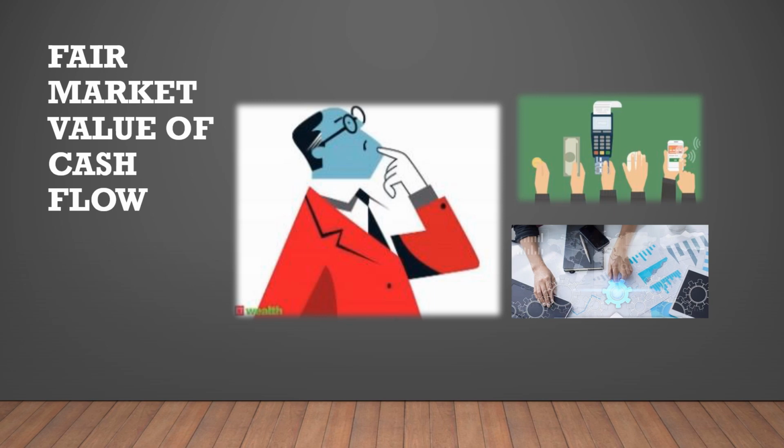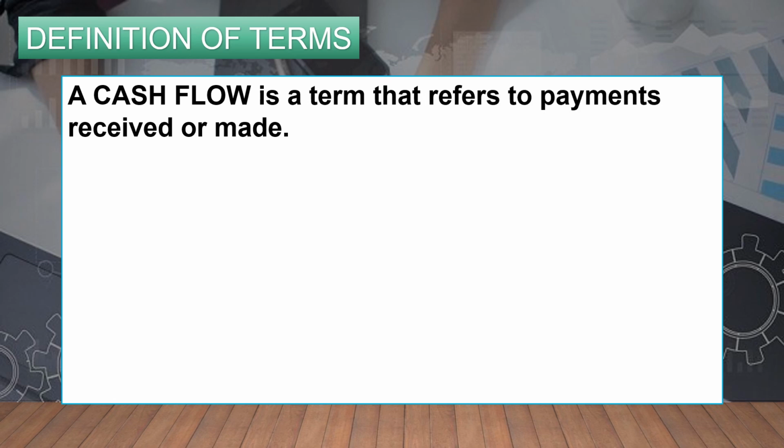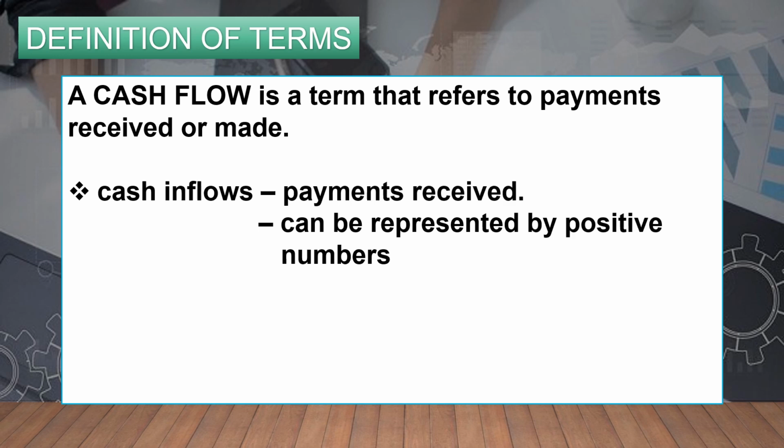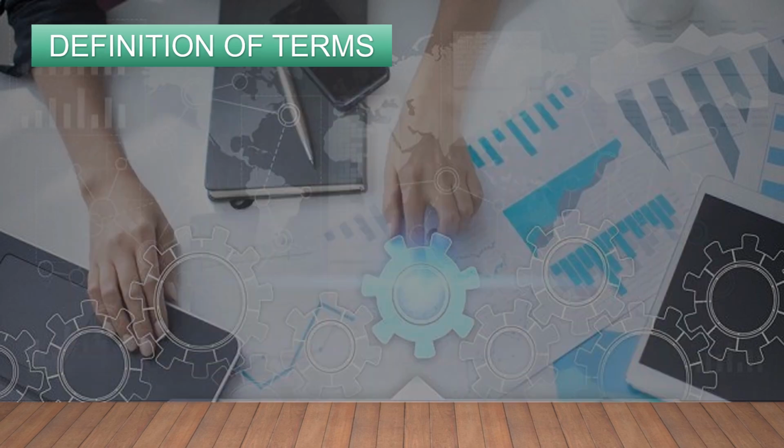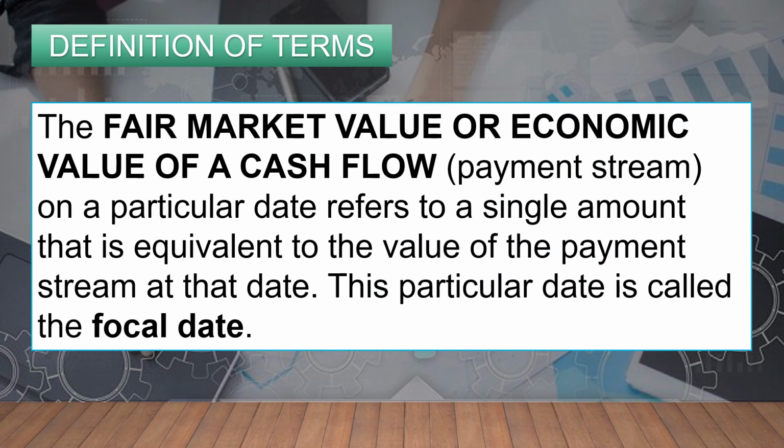Now, let's talk about fair market value of cash flow. Let's first have definition of terms. A cash flow is a term that refers to payments received or made. Cash inflows, payments received, can be represented by positive numbers. Cash outflows, payments or deposits made, can be represented by negative numbers. Now, the fair market value or economic value of a cash flow, that is also known as payment stream, on a particular date refers to a single amount that is equivalent to the value of the payment stream at that date. This particular date is called the focal date.